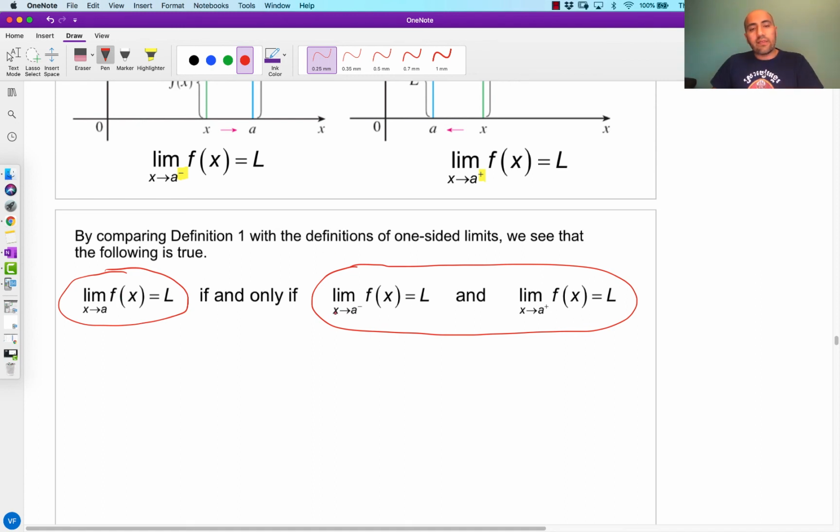And so if the left side limit of f of x equals L, and the right-hand side limit also exists and it equals L, therefore they equal each other, then we can conclude that the unrestricted limit exists and is equal to L.